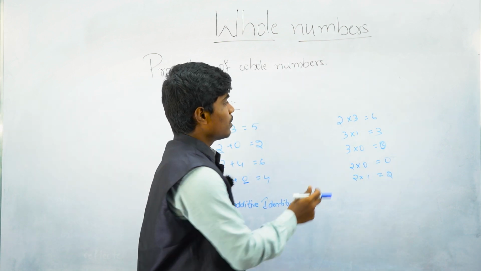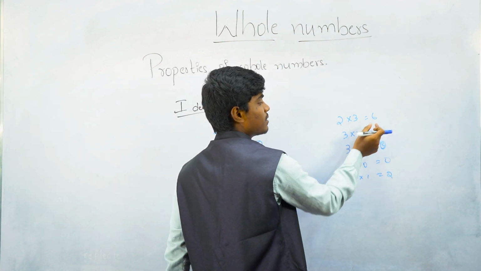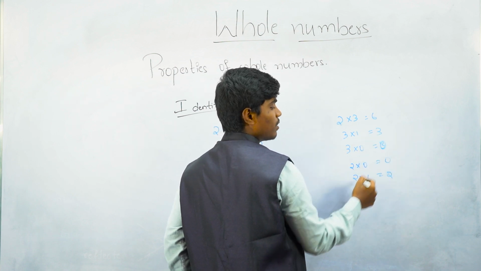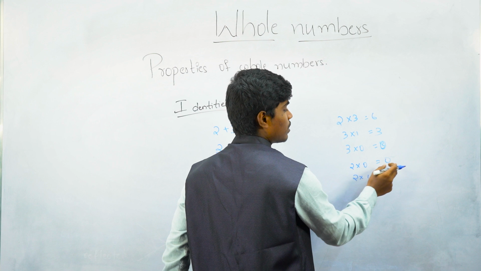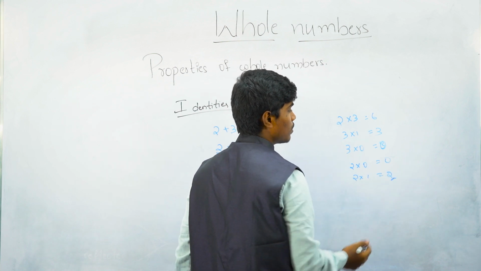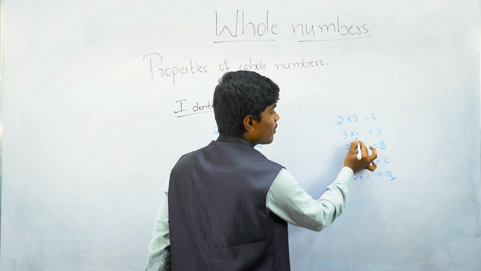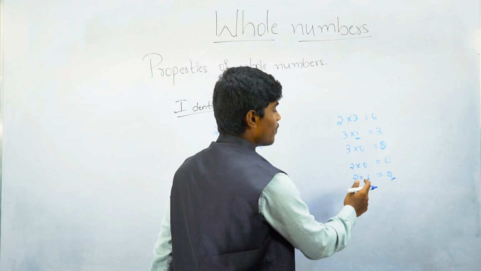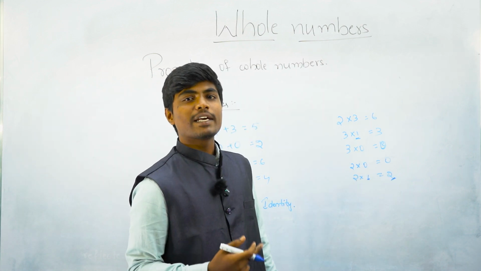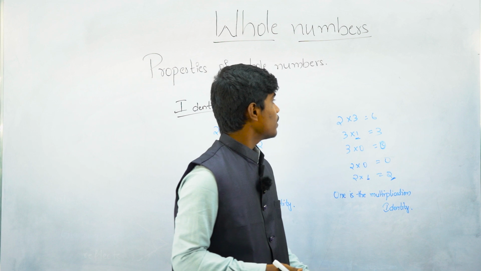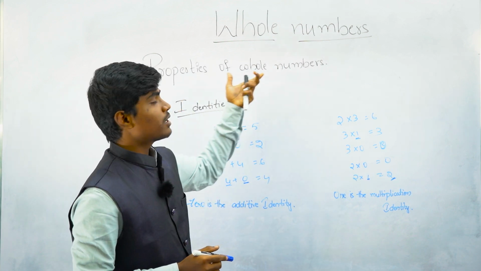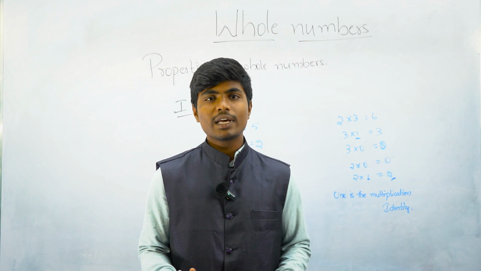See, here 2 into 3, the answer is 6. 3 into 1, 3. 3 into 0, we got 0. 2 into 0, here also we got 0. 2 into 1, we got 2. See, by multiplying with 1, the value is not changing. So, 1 is the multiplicative identity. Here, we ended the introduction part, which is properties of whole numbers. Now, let's move into the exercise.